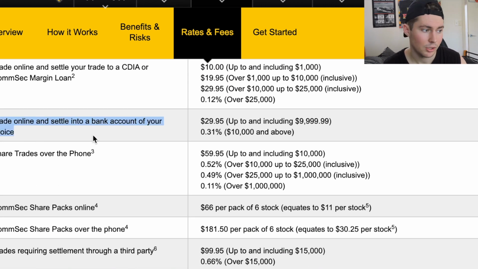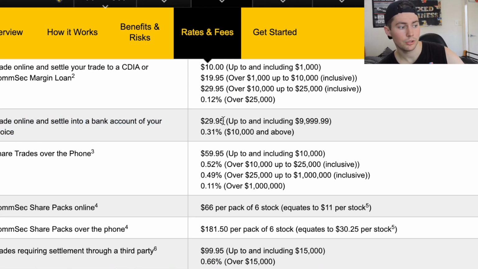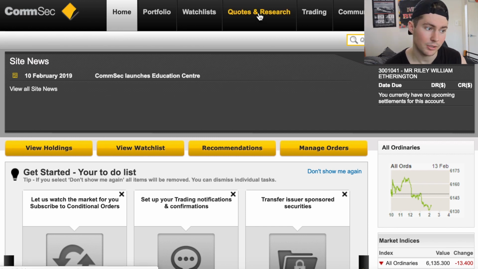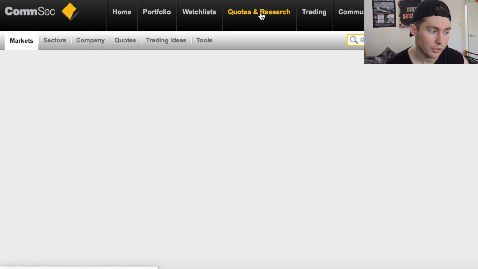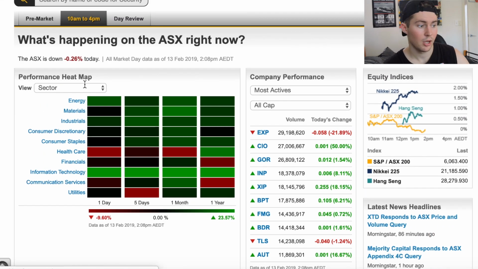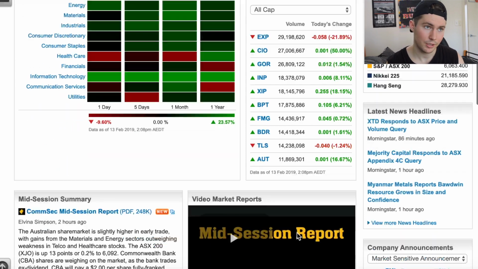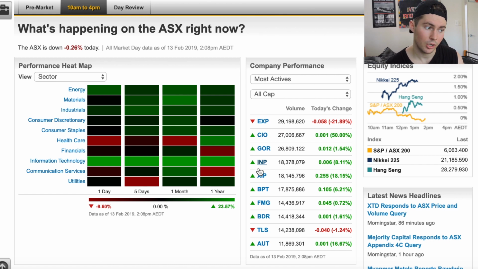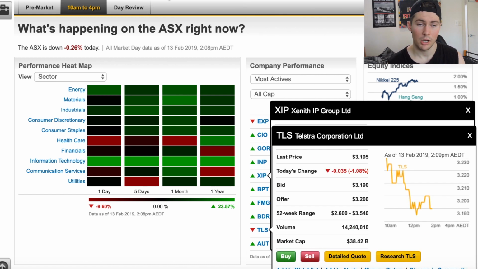The next step is basically you want to do your research. So with Commsec, obviously you're going to want to go over to the quotes and research tab over here and essentially have a look at all the sectors, what's performing well, how the ASX 200 is doing. Now, Commsec is good for having easy access to all the Australian stocks. It's got quite a decent website where you can have a look at graphs and whatnot.